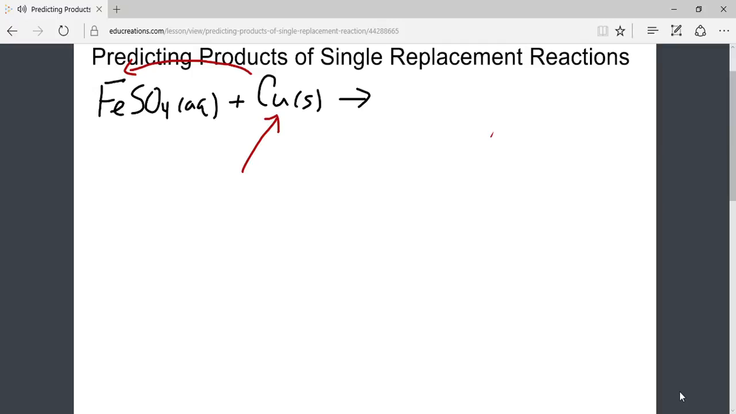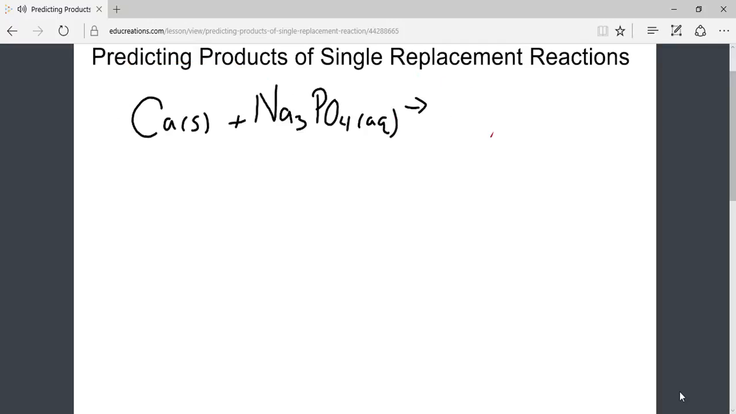Predicting the products for this series of reactants is then not necessary because no reaction would occur. Typically, we would write NR representing no reaction. Copper is not reactive enough to replace iron.